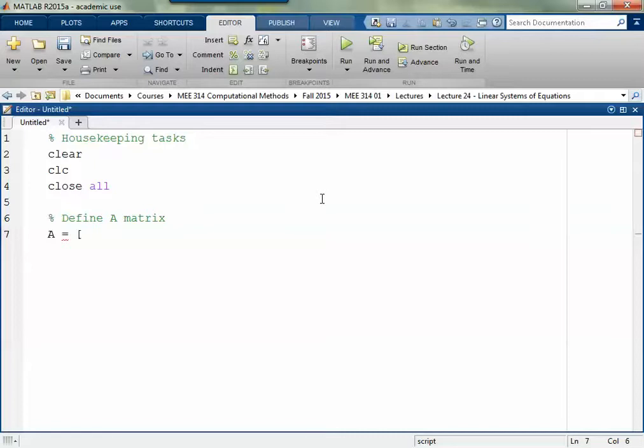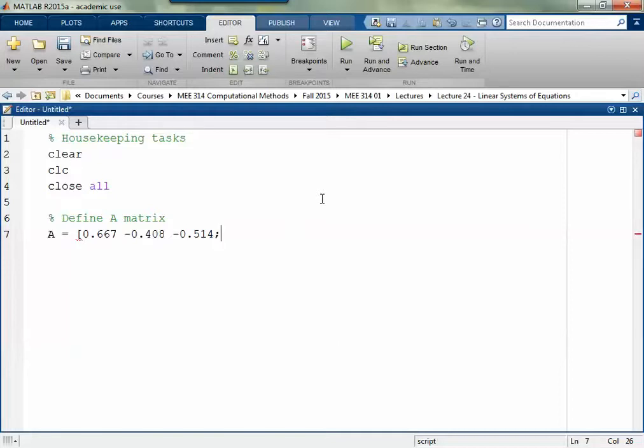Square brackets, and then I'm going to do my first element, 0.667, and then what do I do to tell MATLAB to move over to the second column? A space or a comma, and then negative 0.408 and negative 0.514. So now I'm going to move down to my second row. So what do I do? Semicolon.